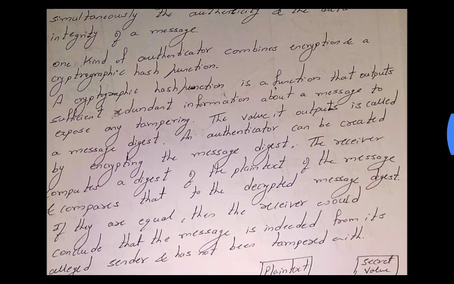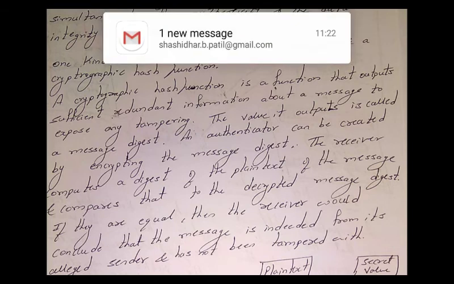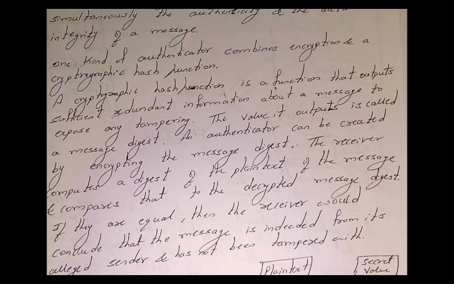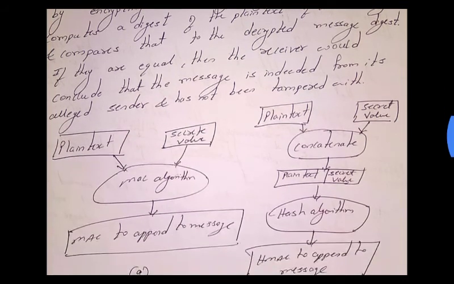One kind of authenticator here combines both encryption and cryptographic hash functions. These cryptographic hash functions are algorithms which take an input and generate a hash value, which you call a message digest. Is it clear? Or you call it a message authentication code. Another one is where the hash algorithm generates the HMAC, that is, a hash message authentication code. Is it clear?